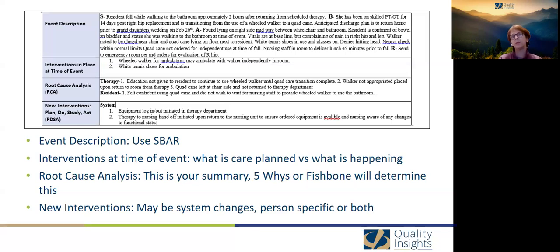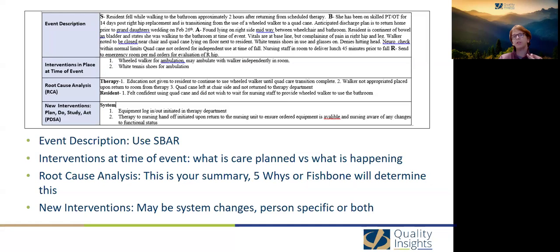The third piece is the root cause analysis. As always, that should be done with more than one person who has knowledge of the event. And the final piece is the new intervention, or what are you going to do your plan, do, study, act cycle on? These interventions may be directed at the specific resident involved in the event, or more broadly to a system surrounding the events. Sometimes it'll be both.